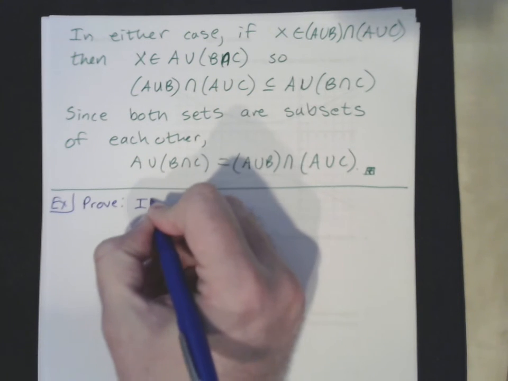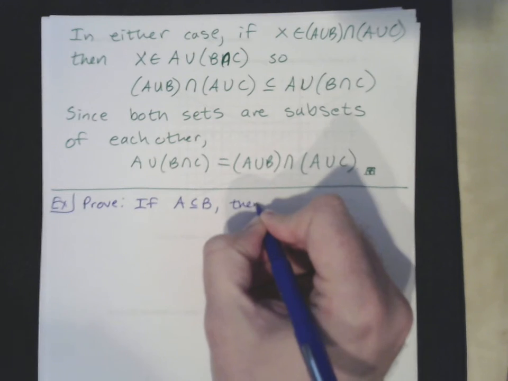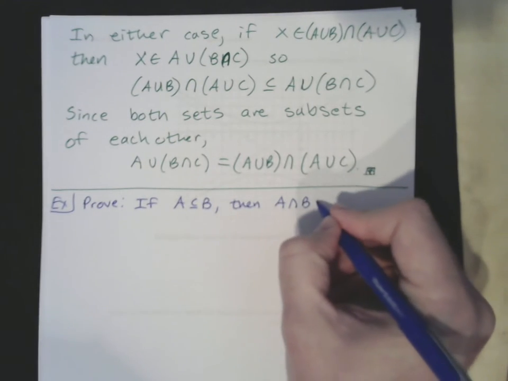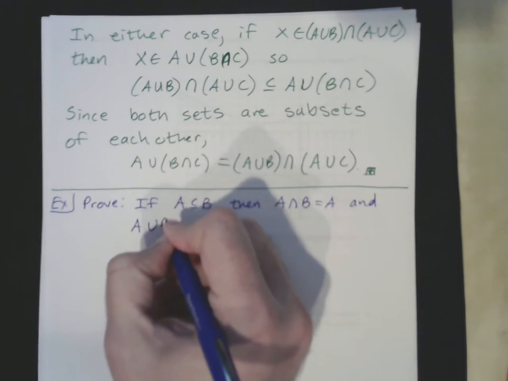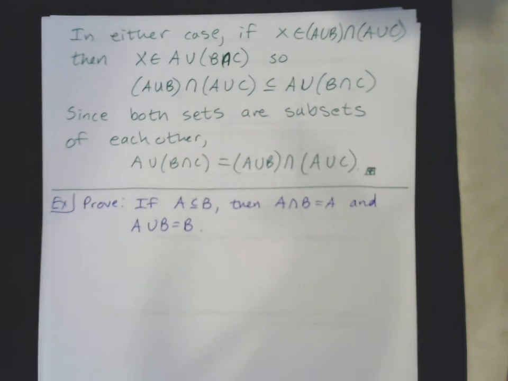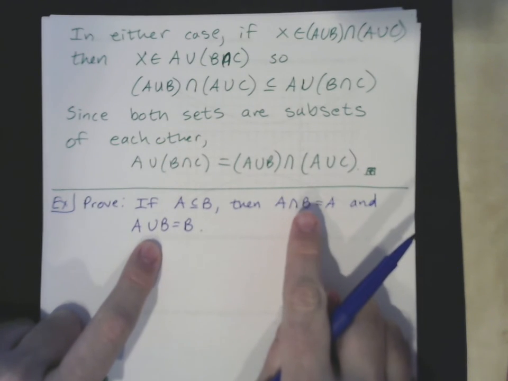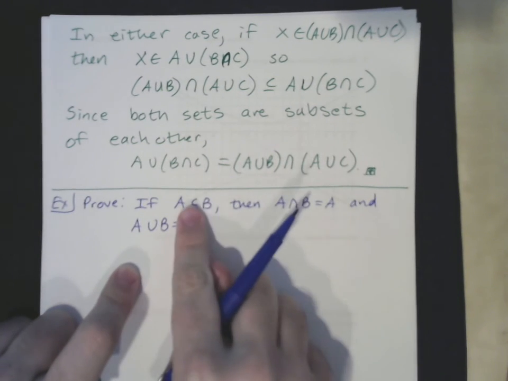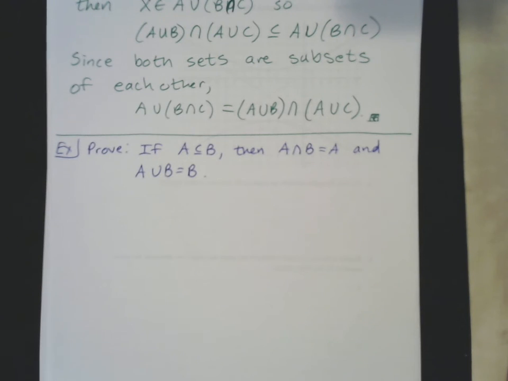So we're going to prove if A is a subset of B, then A intersect B equals A, and A union B equals B. So this is going to have two parts. I know I have it written as a conjunction, but we're just going to prove if A is a subset of B, then the intersection is A, and then if A is a subset of B, the union is B. So we're going to split this into two proofs.